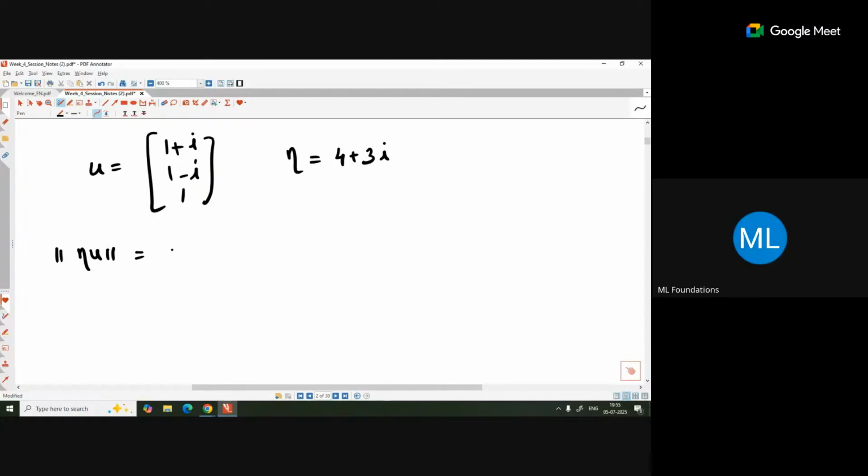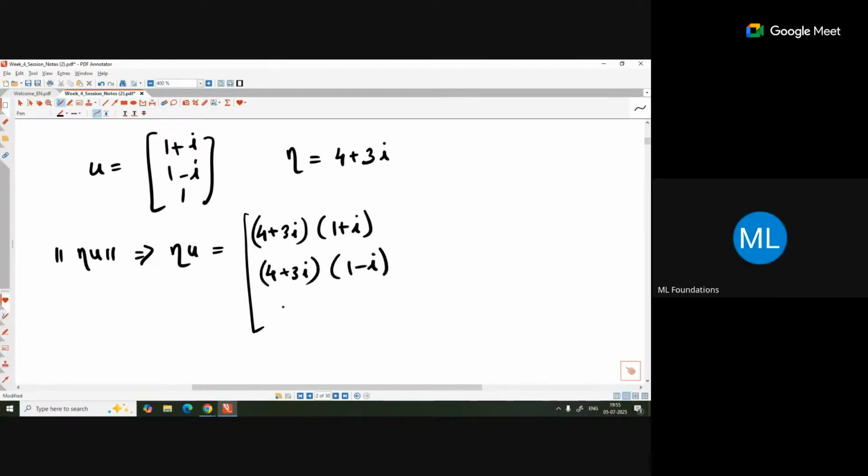So I can do one thing. I can multiply eta with u first, right? And how do you do that? Multiply each element with 4 plus 3i. So it will be 4 plus 3i into 1 plus i. Do you do conjugate here? No, sir. This is not a dot product, it's just a multiplication, so we don't have to do it.